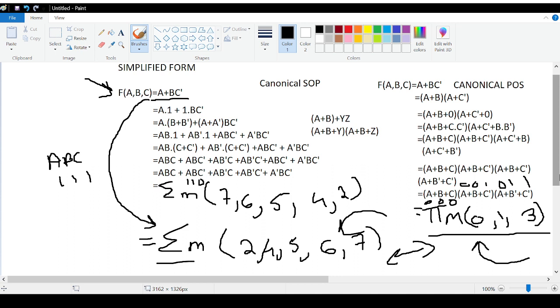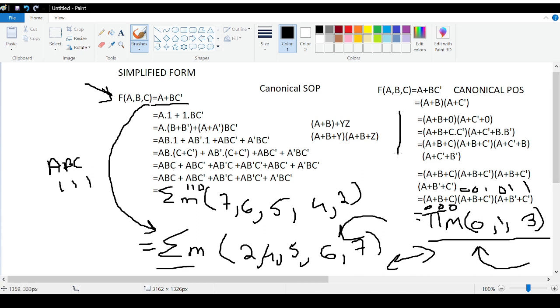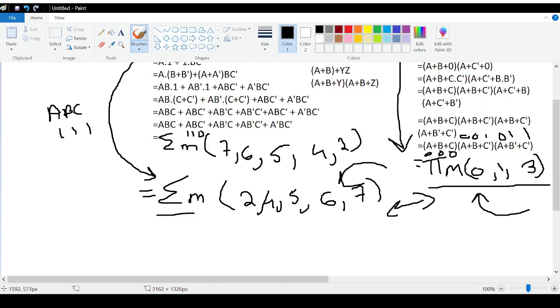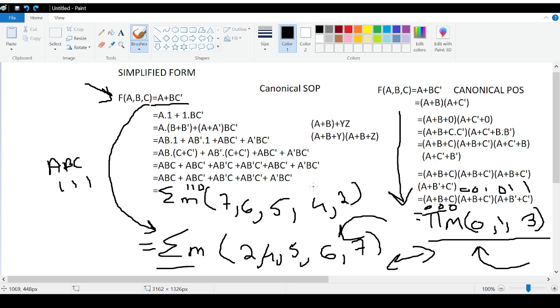Okay? But if you're asked to show the algebraic process to find the SOP and POS, then you cannot use the shortcut. You need to do the algebra, but you can use it for checking. Like if you find the SOP and you find the POS and you see that here you got 2, then you know that this 2 cannot be in both SOP and POS. You have made a mistake in either SOP or POS. Okay? Is this clear, everyone?